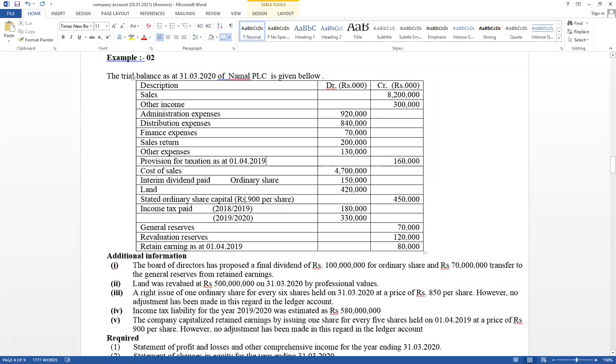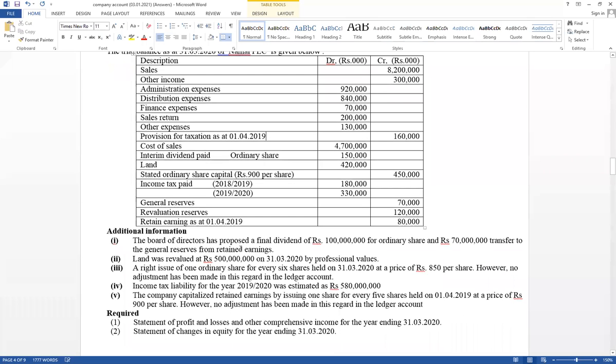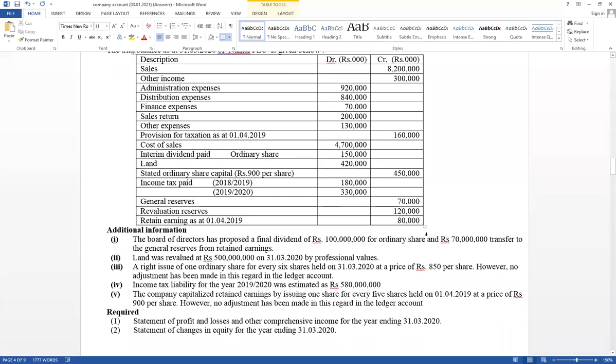And ordinary share, this is a specific thing. Here does not give a number of shares. And general reserves, revaluation reserves, and retained earnings. First one, proposed dividends and transfer to the general reserves. Second, adjustment relevant for revaluation.